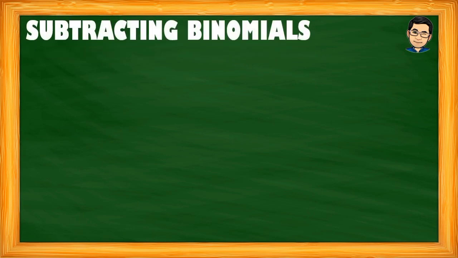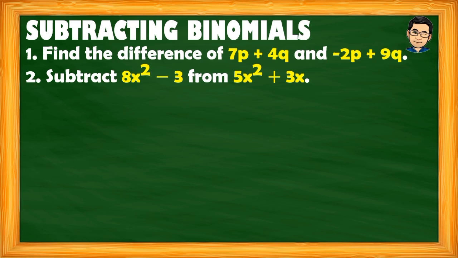So, subtracting binomials. Number 1, find the difference of 7p plus 4q and negative 2p plus 9q. Okay. So, para hindi tayo mahirapan dito, i-change na agad natin yung sign ng negative 2p plus 9q. So, sulat lang natin yung given natin for number 1, 7p plus 4q, and then negative 2p will become positive 2p. And then 9q will become negative 9q.